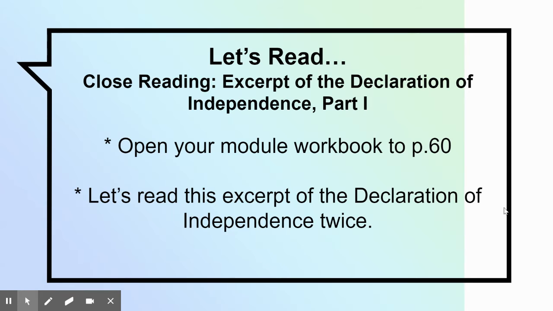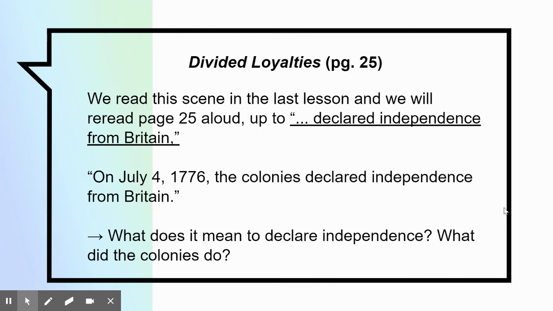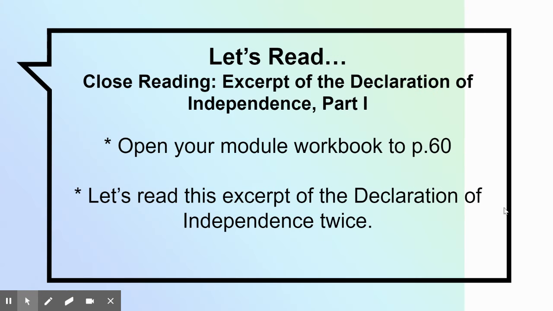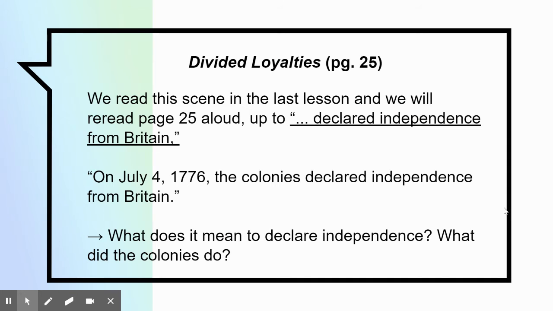So in class at this point, we're going to read it twice, and we're going to quickly talk about what you think it means. Then we're going to move on to page 25 of Divided Loyalties. So if you'll open to page 25 of Divided Loyalties, we're just going to read a little bit at the beginning because we read this scene in Act yesterday.